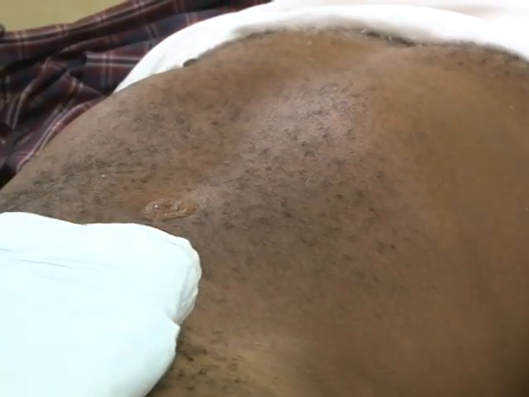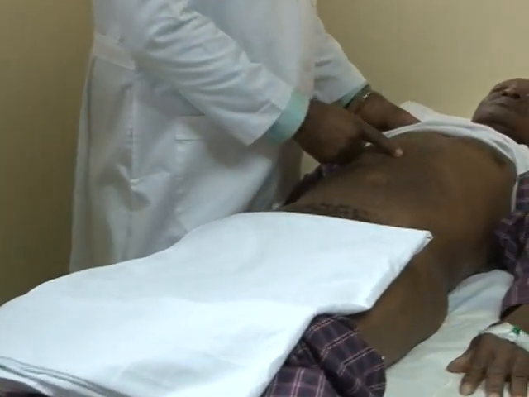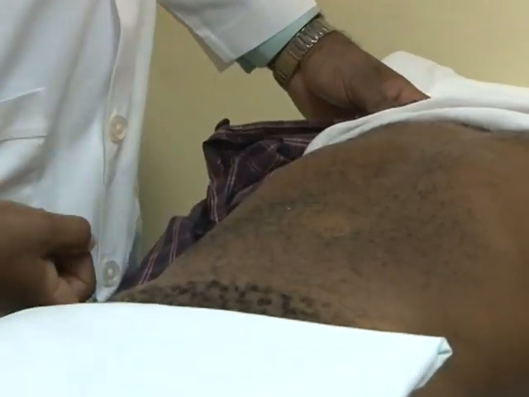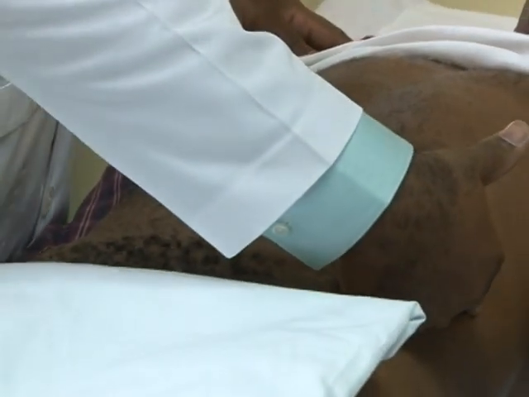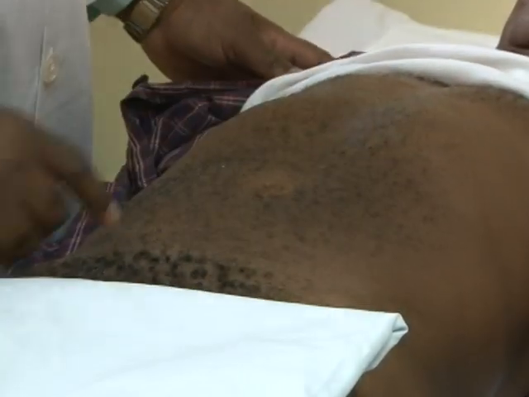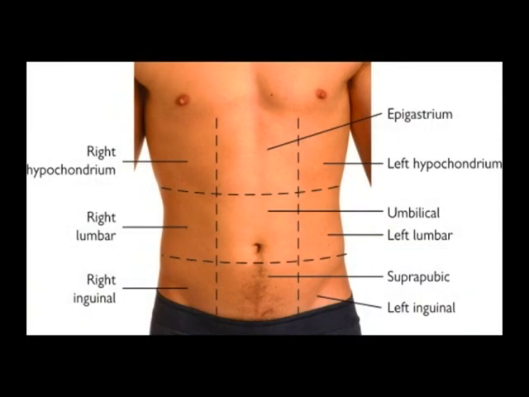Examination of the abdomen must proceed in a systematic way: inspection, palpation, percussion, and auscultation. We need to remember that it is customary for the abdomen to be divided into 9 regions: the right hypochondrium, left hypochondrium, epigastrium, right flank or lumbar region, umbilical region, left flank or lumbar region, right iliac fossa or inguinal region, left iliac fossa or inguinal region, and hypogastrium or suprapubic region.